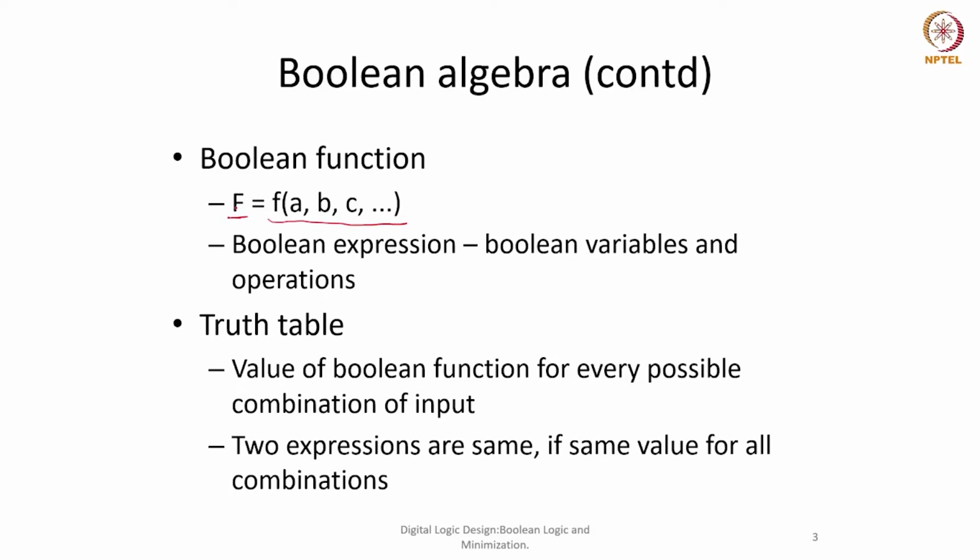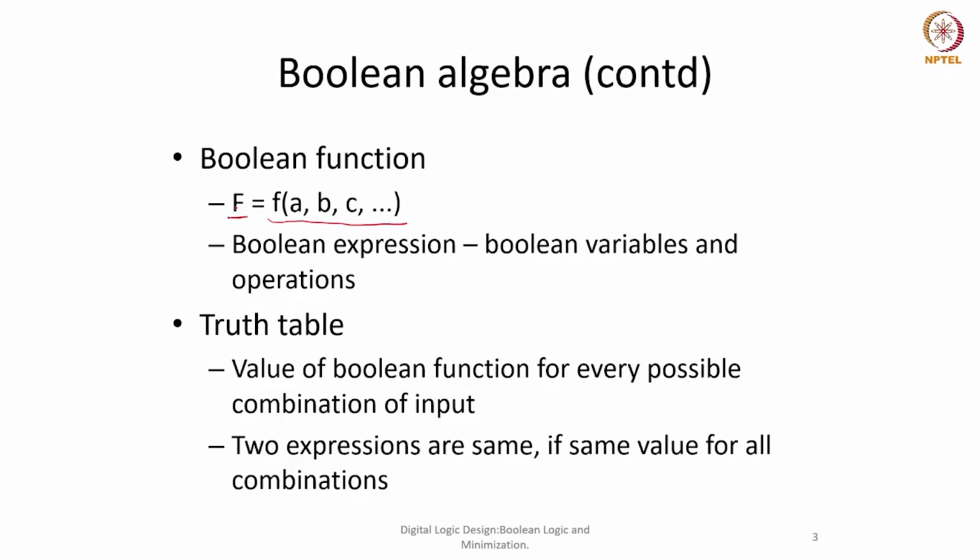So another definition, truth table. When we want to represent a Boolean function, if we are deriving all possible values of a Boolean function for all possible input combinations, then it's called a truth table.